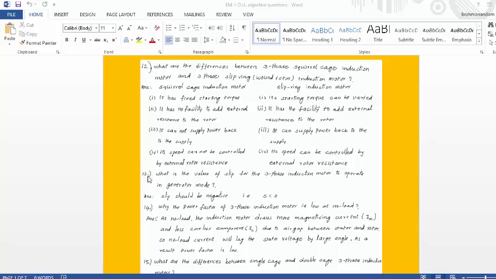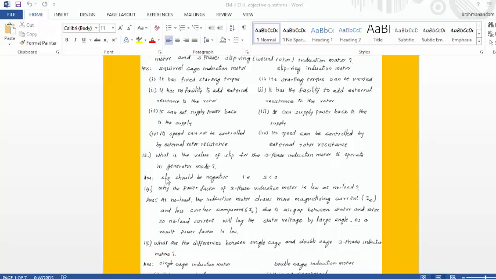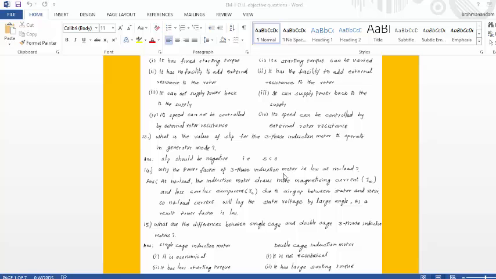Next, 13th question. What is the value of slip for the three-phase induction motor to operate in generator mode? The answer is slip should be negative for generating mode of three-phase induction motor, that is S is less than 0. Next, 14th question. Why the power factor of three-phase induction motor is low at no load?